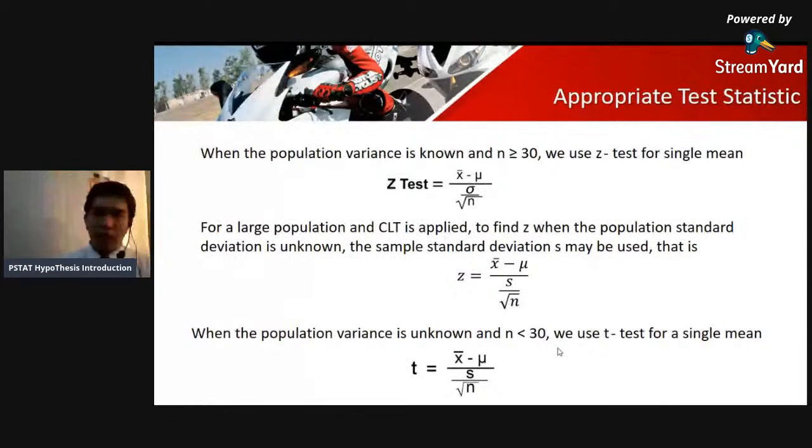For example, in your performance task, this is the thing that you need to do. It's the hypothesis testing. I'll be giving the population variance or the standard deviation.